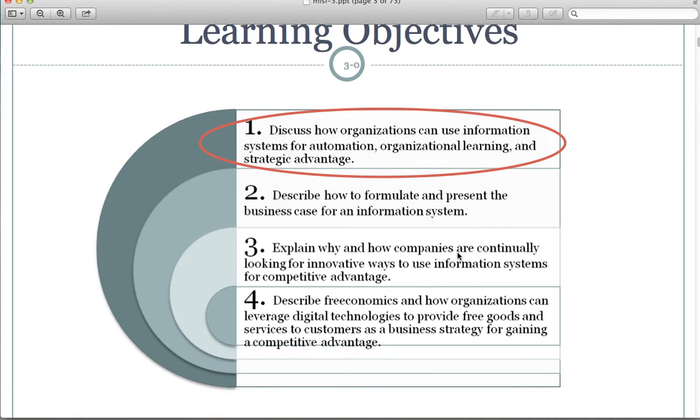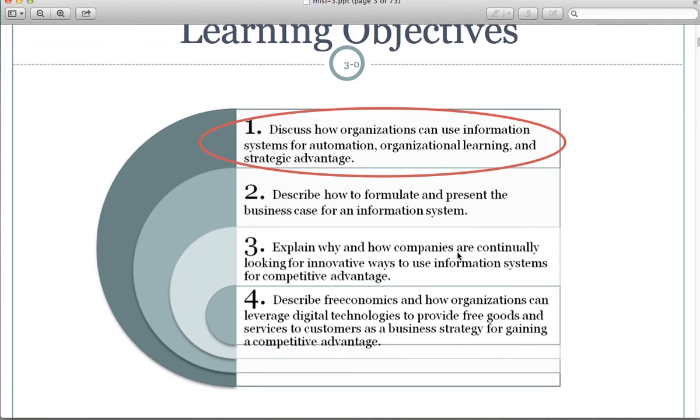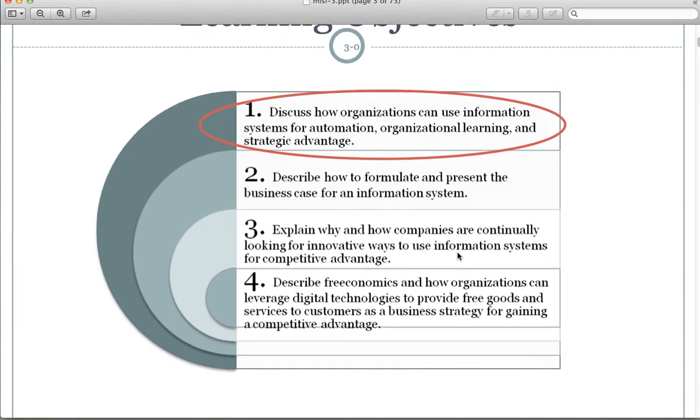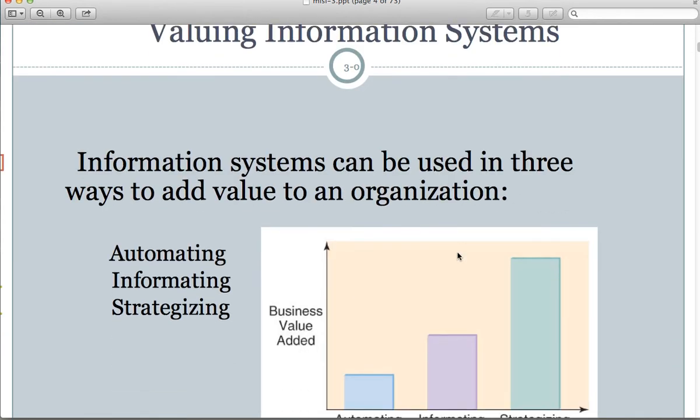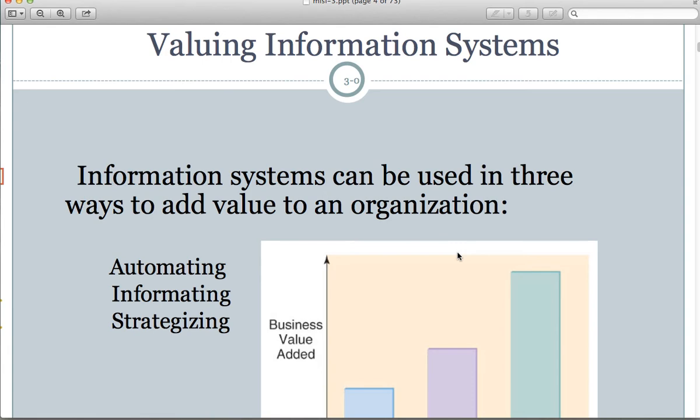So looking at how organizations can use information systems for automation, organizational learning, and strategic advantage, while looking into a crystal ball and seeing what's going to be in the future. It's essentially the task at hand.